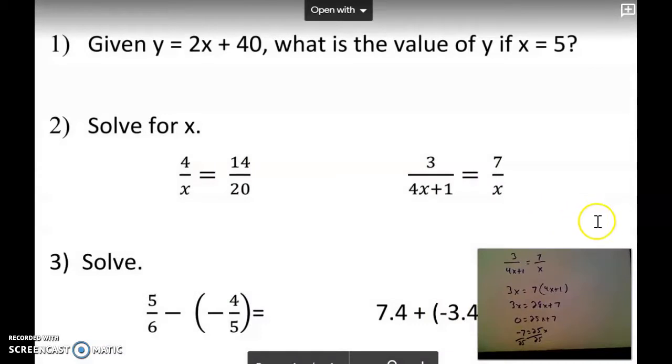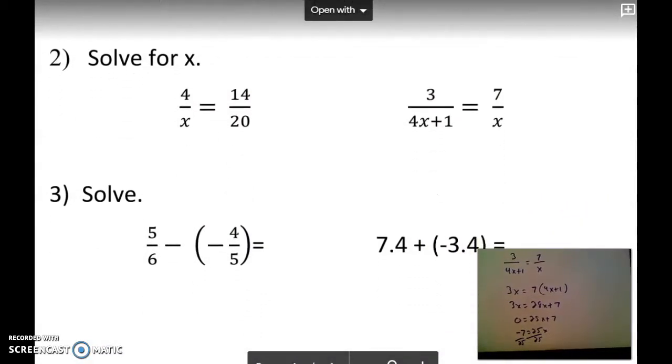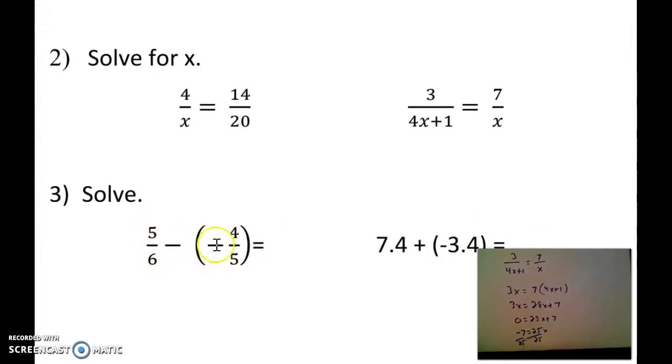And the last ones, just a reminder, when you have two negatives right next to each other, that means you're going to add. So this really becomes 5/6 plus 4/5. Make sure you find a common denominator. And the second one, the signs are different. So you're going to subtract the numbers, which would give you, looks like exactly 4. And then because you have more positives, it would be positive 4 as your answer.